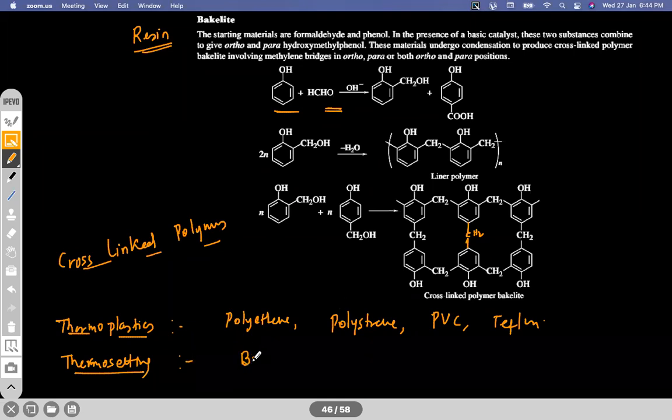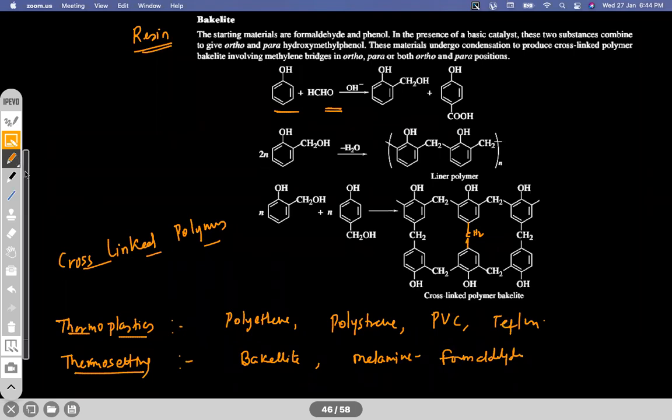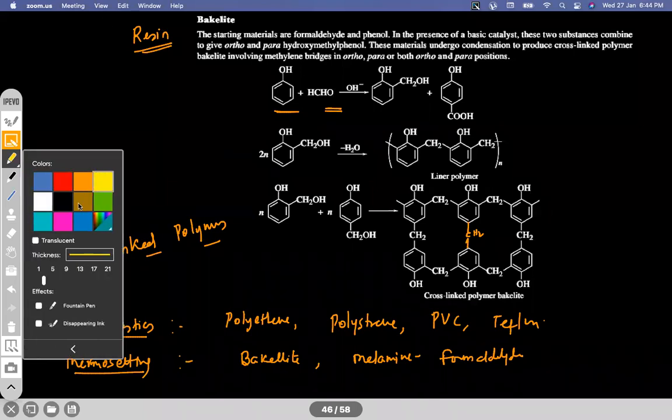Bakelite. Then melamine. Formaldehyde. Real examples you must know. Melamine formula, what is the formula of melamine? They have asked this question: how many lone pairs or pi bonds are present in melamine?